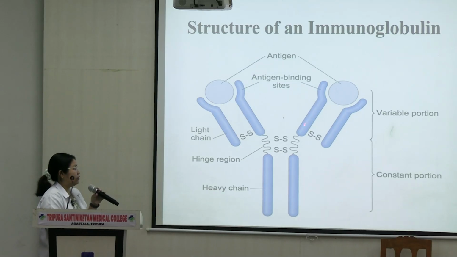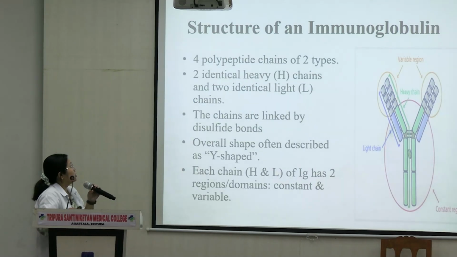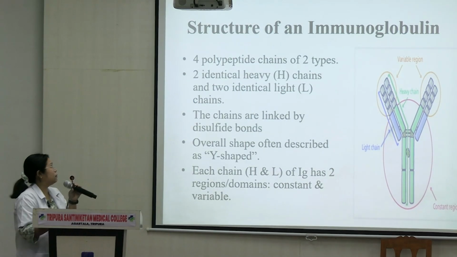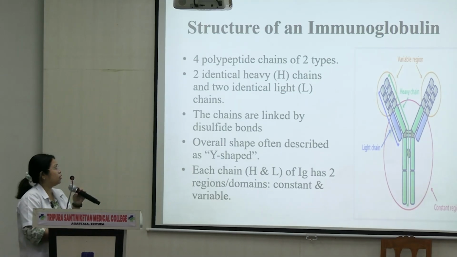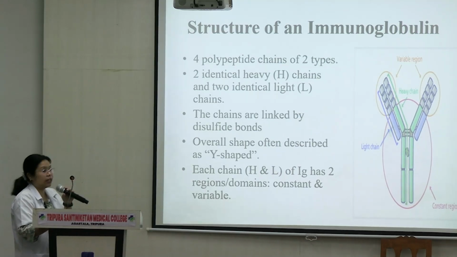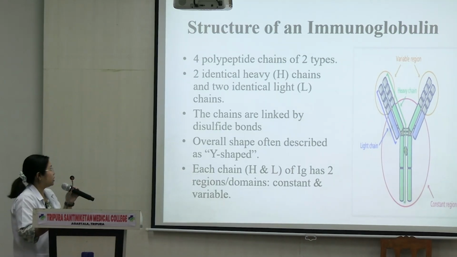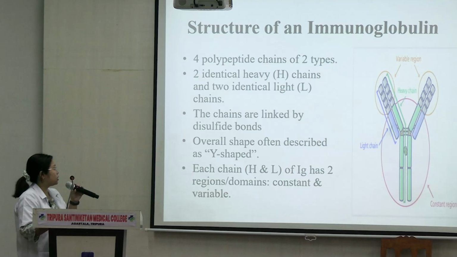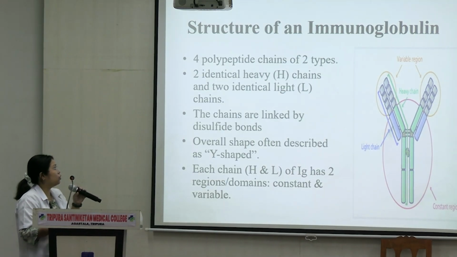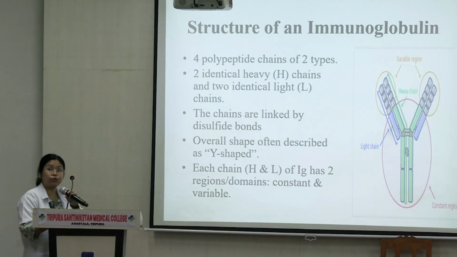These are called the heavy chain. The longer chain is called the heavy chain. The outside chain is called the light chain. So 4 polypeptide chains, 2 types of them. One is the heavy chain. Here also this is the same thing. The inside longer part is the heavy chain. The outside part is the light chain. And they have disulfide bonds linking them. And it is Y-shaped.